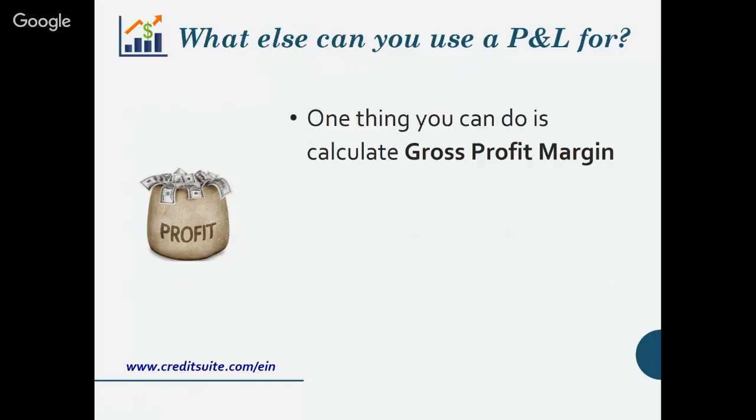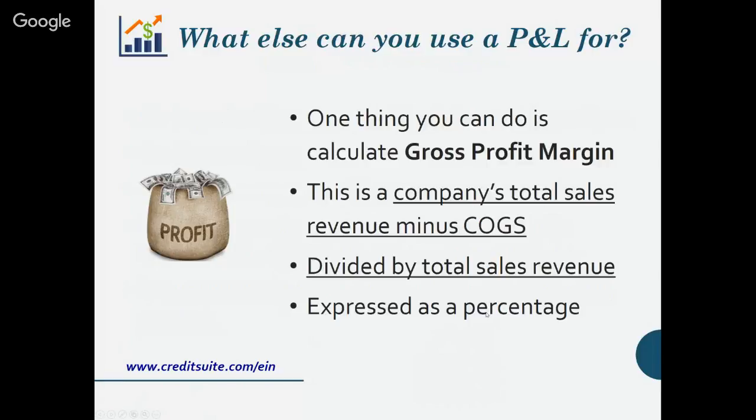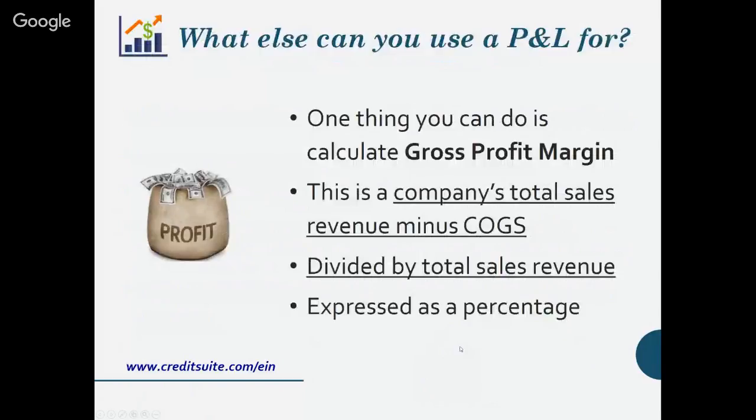So what else can you use a P&L for? Well, one thing you can do is calculate the gross profit margin. We looked at this earlier. This is the company's total revenue minus the actual cost of goods sold, or the COGS, divided by total sales revenue, and it's simply expressed as a percentage. And we'll show you that in a little bit as well. So basically, you're taking your gross profit, the company's revenue minus whatever COGS were, and we looked at that very early on. We divide that number by the total sales revenue, and that's expressed as a percentage.